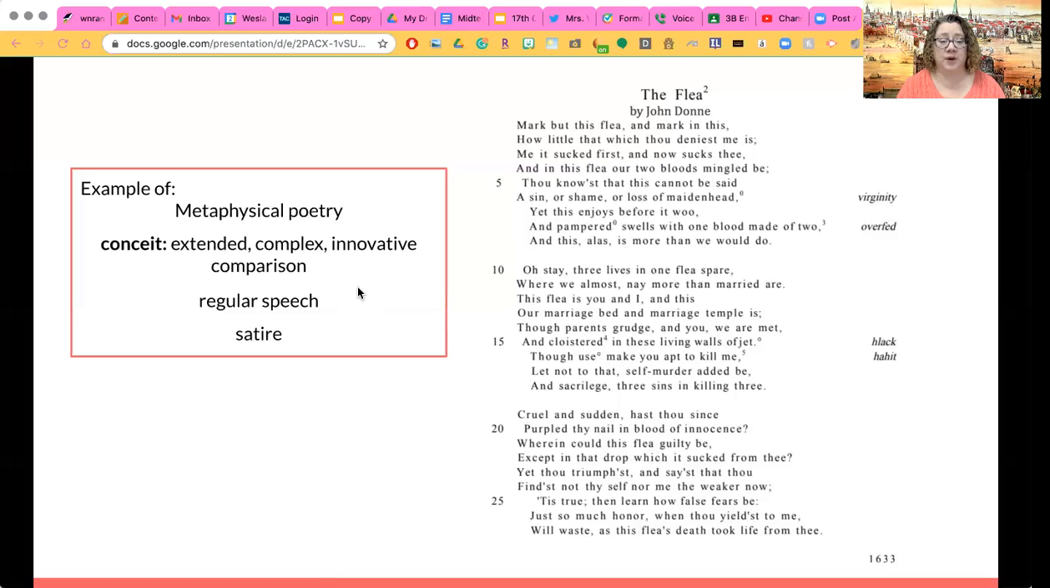So also this poem has regular speech and satire. In some ways it's making fun of marriage. It's also making fun of men who think that they can find clever ways to get women to be with them.